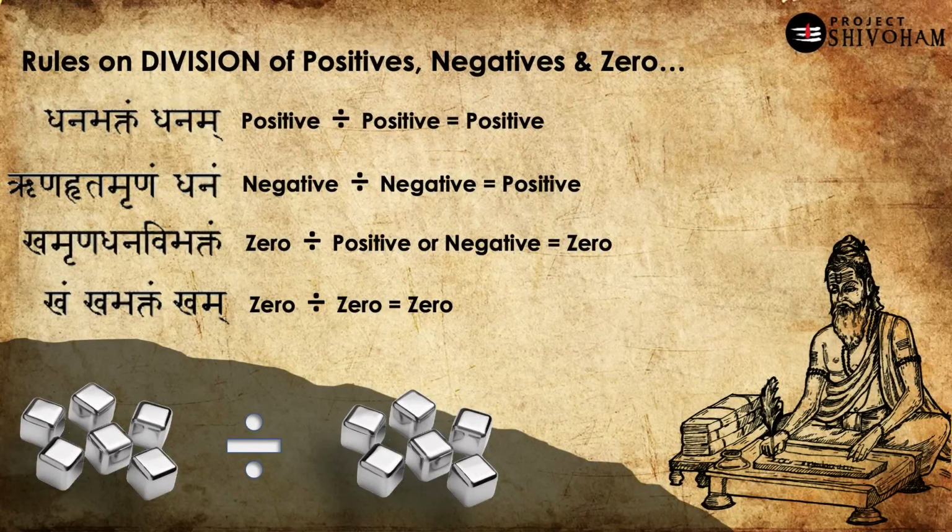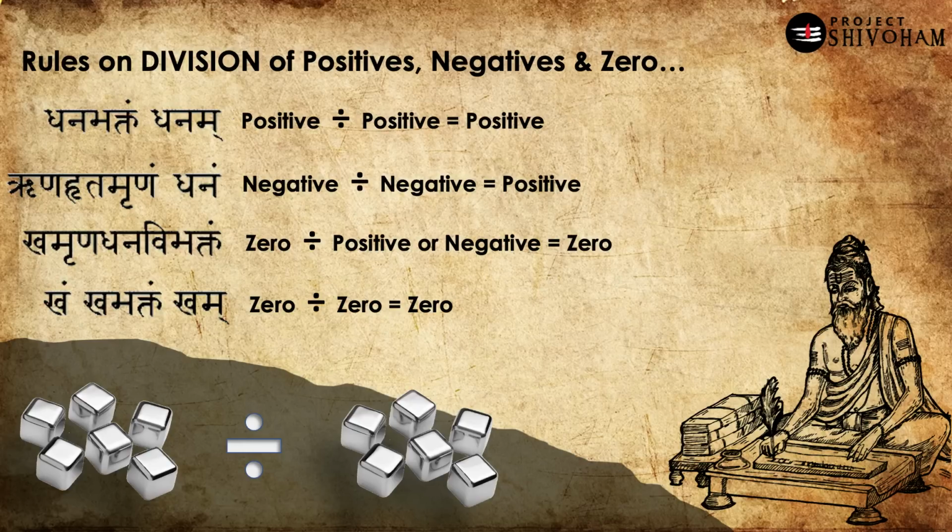And lastly, we have the rules on division of positives, negatives and 0. As you can read the first one, dhana bhaktam dhanam. When you divide a positive by a positive, the result is positive. Take a look at the last one. Kham khabaktam kham, which means a 0 divided by 0 is equal to 0. We know that anything divided by 0 is undefined, so let's park that argument for a second and let's try and understand the literary sense of this.